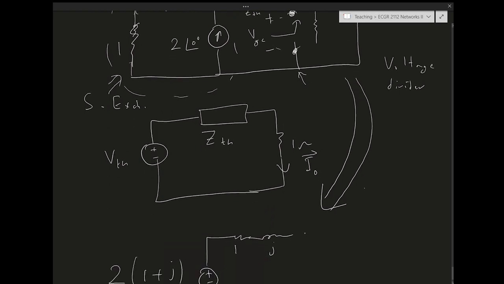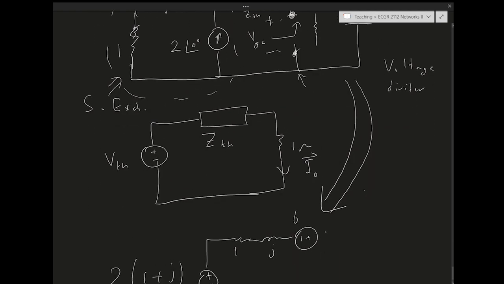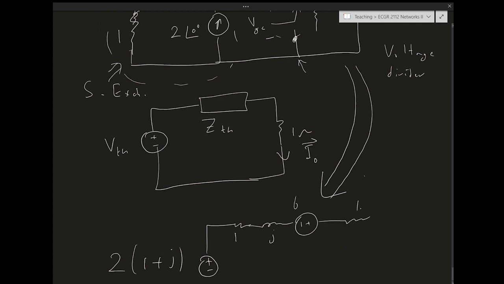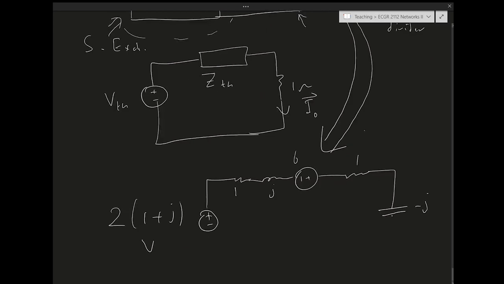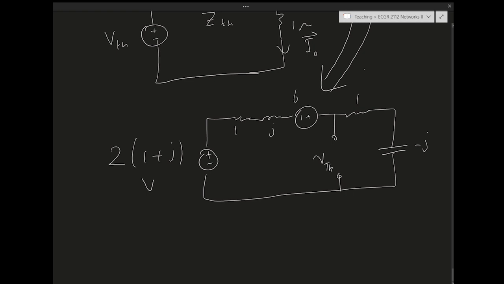Resistor and inductor, and then I have the voltage, and then 1 ohm, and then minus J, and then this is the VOC I'm trying to find, or we can call it V Thevenin, right?